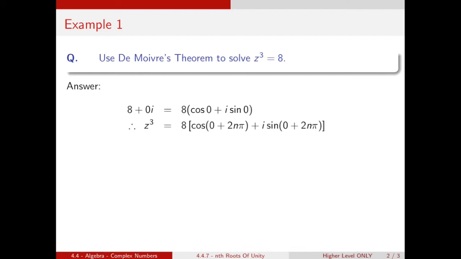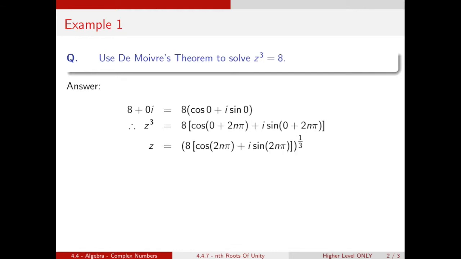Now the trick here is to set z cubed equal to this right-hand side, but we're going to add 2n pi to the argument. So we get 8 cos(0 plus 2n pi) plus i sine(0 plus 2n pi). And we're going to let n equal different values to give us our roots.